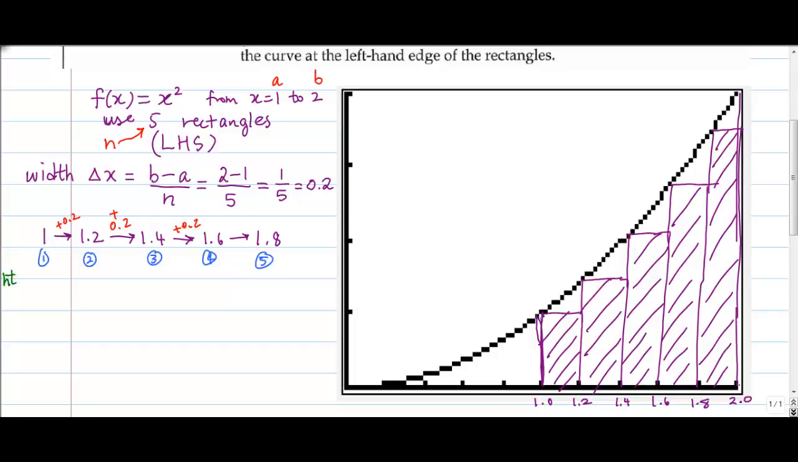Okay. So what is the height of this rectangle? Well, I know the function is equal to x squared. So this value here will be 1 squared. Just like this value here will be 1.2 squared. This value will be 1.4 squared, and so on. So let me write this here. 1 squared, 1.2 squared, 1.4. And you can put this in parentheses if you want. You don't have to. So basically you just take your values and plug them into the function f of x equals x squared.